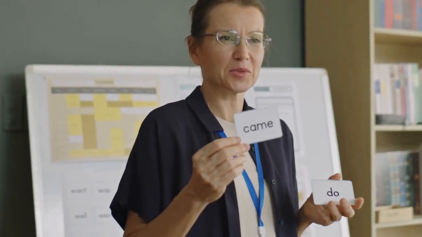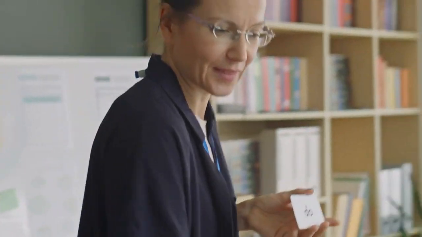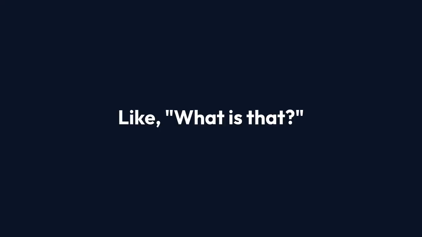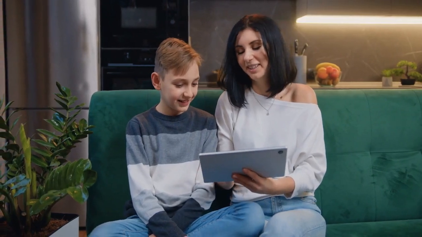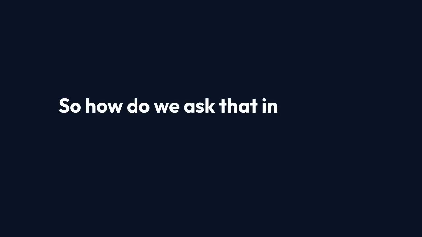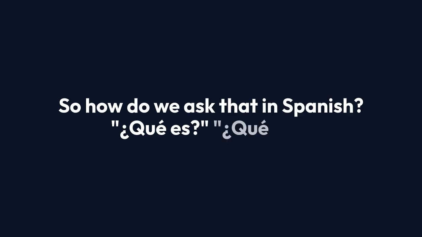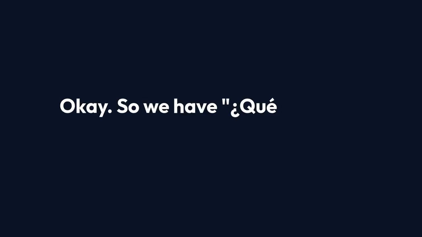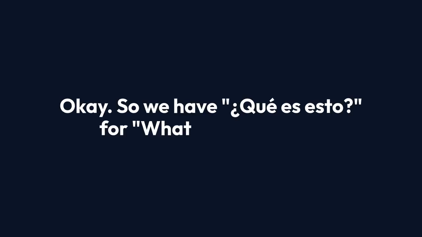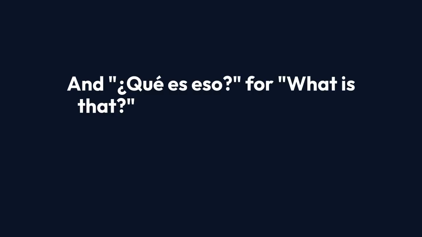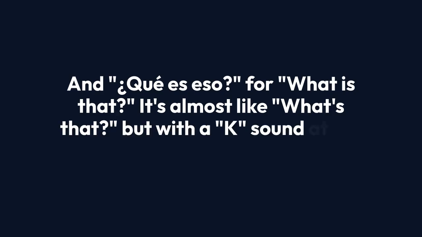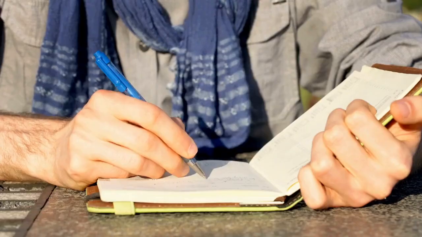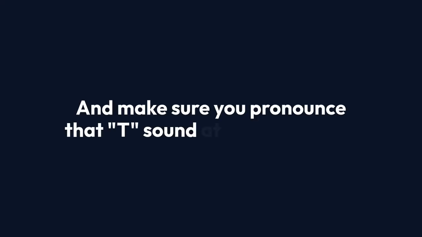So we've mastered pointing at things, but how do we find out what they are? Like, what is that? So now we're getting into asking, what is this? Or what is that? So how do we ask that in Spanish? ¿Qué es? So we have ¿Qué es esto? For what is this? And ¿Qué es eso? For what is that? It's almost like what's that, but with a K sound at the beginning. ¿Qué? And make sure you pronounce that sound at the end of qué.